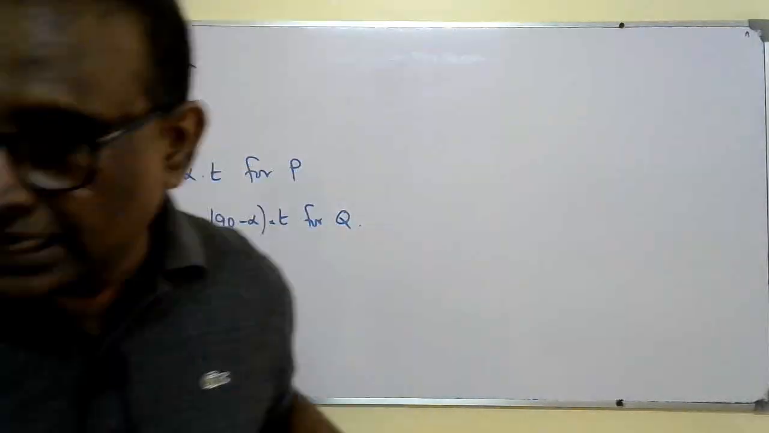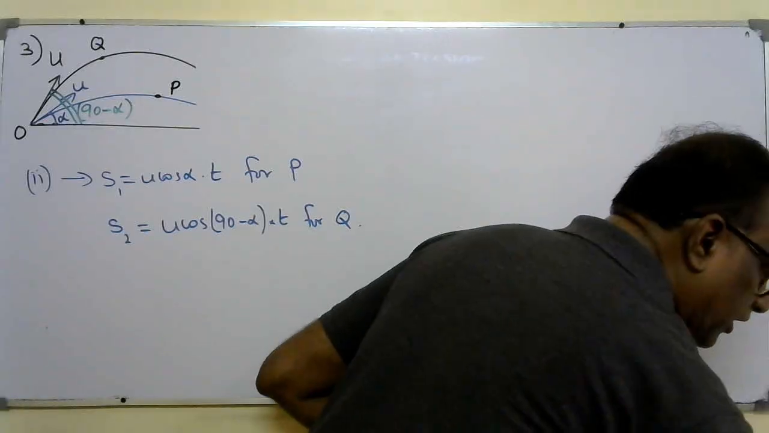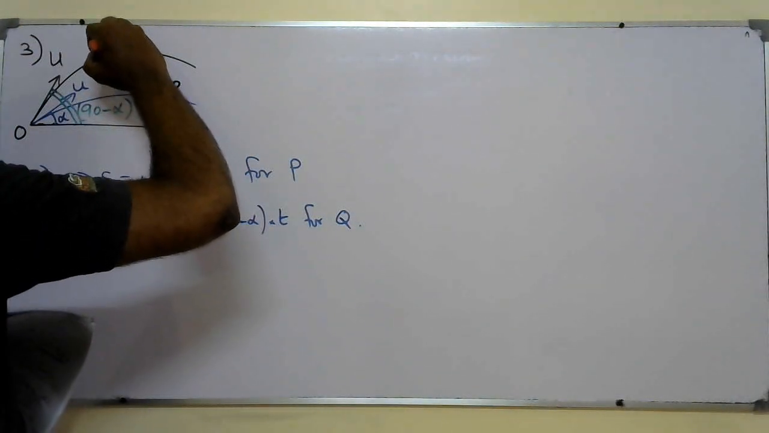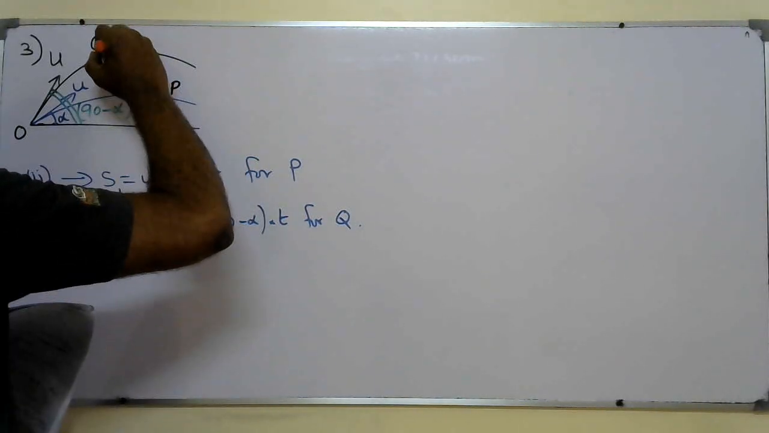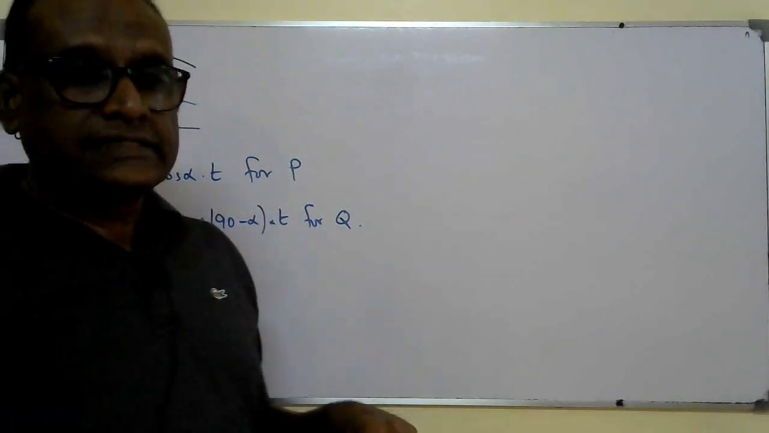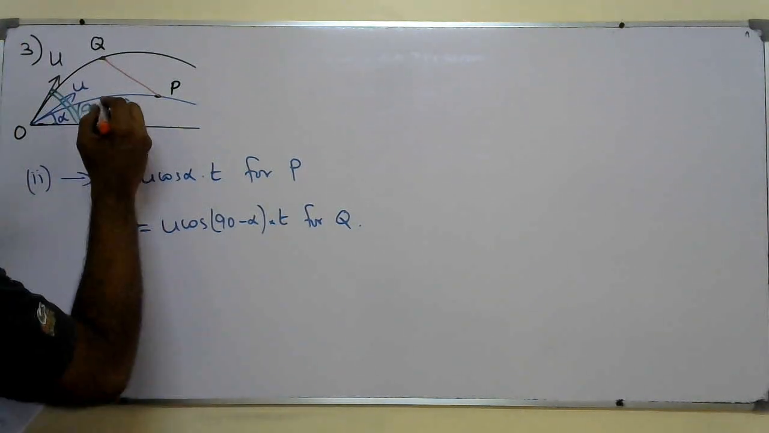We need to show the line that connects P and Q makes an angle of 45 degrees with the horizontal. So we have to imagine this line. Okay, this is the line which connects them. It's a virtual or imaginary line. That line makes an angle of 45 degrees with the horizontal line.